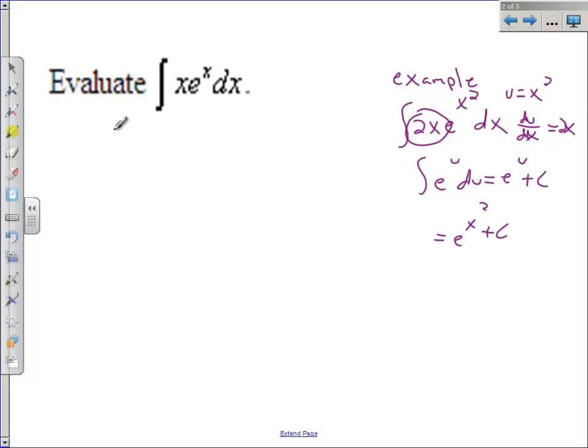So we're going to go through this integration by parts example, and we're going to write down LIPET. We're going to look and see. All right, do we have any logarithms in here? No. Do we have any inverse functions in here? No. Do we have any polynomials? Yes, we do. So this is our choice for u, LIPET. So we're going to let u equal x, and the rest of this stuff is going to be your dv.